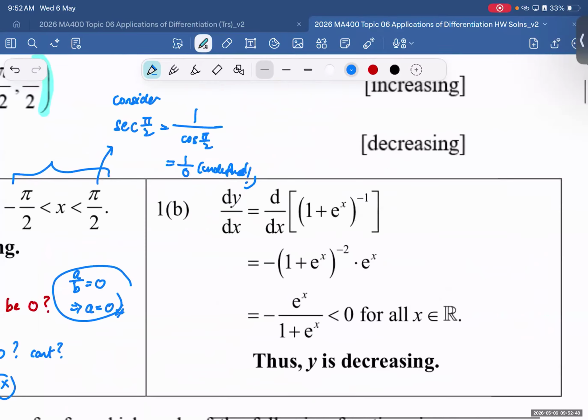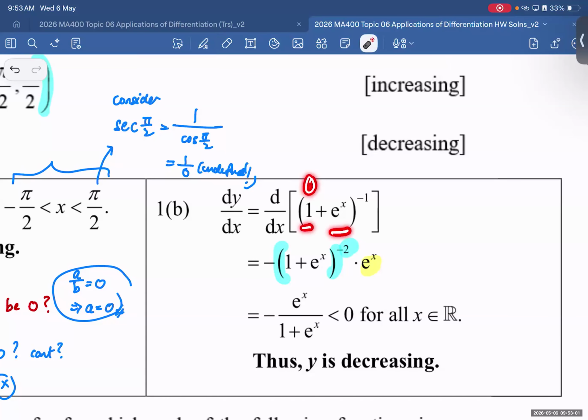So 1B, again, just differentiation. If I differentiate, I see the chain rule. Then inside, e power x. If I differentiate 1, it is 0. If I differentiate e power x, it is e power x, which is inside here. Oh yes, there will be. Oh yeah, good eye.